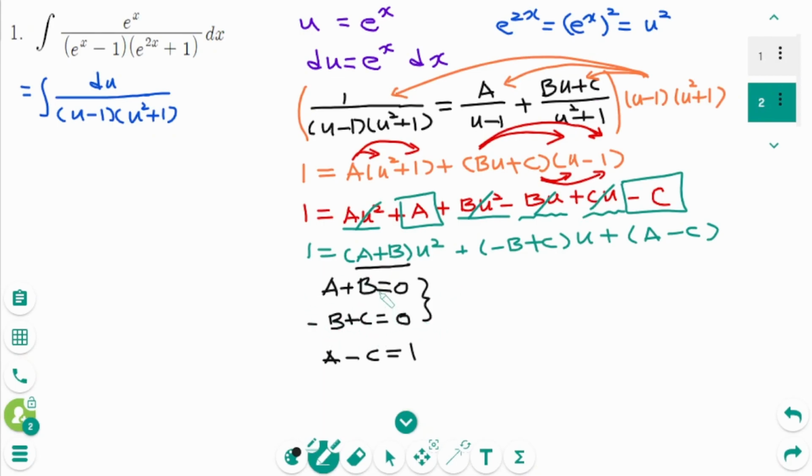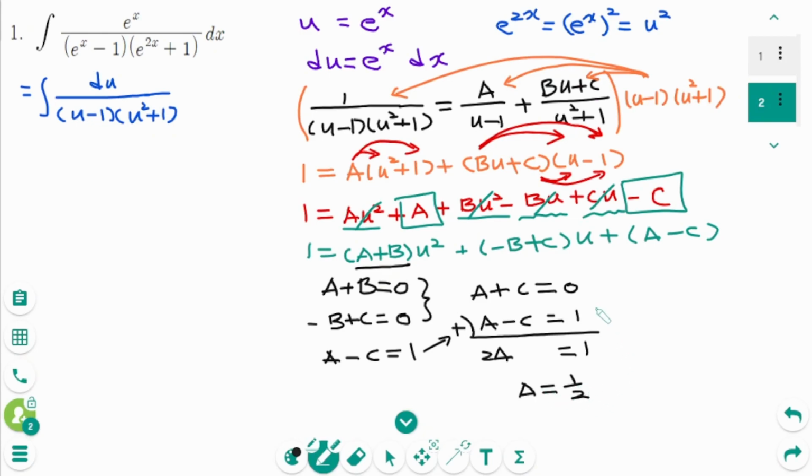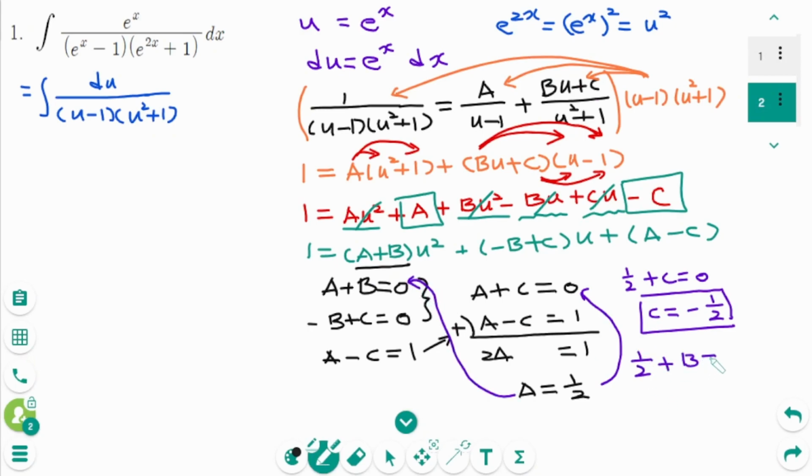From these two, add them together, then b is cancelled. Then a plus c equals 0, and this one, a minus c equals 1. Then add: 2a equals 1. That means a equals 1 over 2. Then plug in here, 1 over 2 plus c equals 0, that means c equals minus 1 over 2. And plug in here, then 1 over 2 plus b equals 0, so b equals minus 1 over 2.